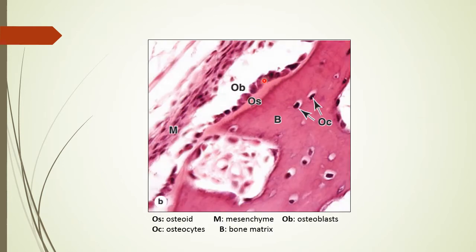As we see, this is the osteoblast and this is the bony matrix, and this lighter red region is the osteoid. So the osteoblasts form the osteoid in the region between the osteoblast layer and the bony matrix.